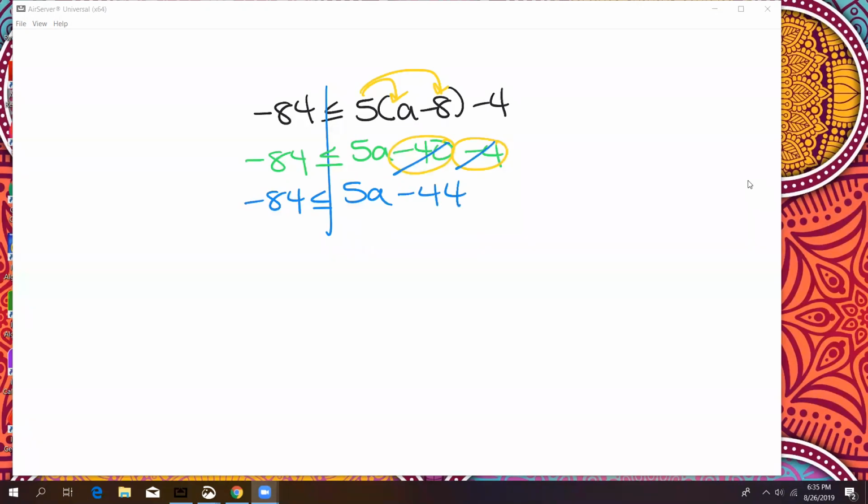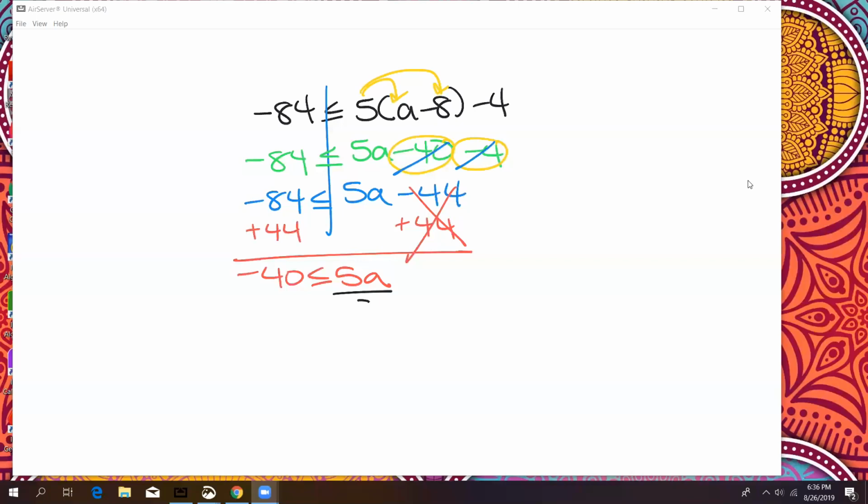Now, you have a couple of options here. I'm actually going to leave this so that we're going to have our number on one side and our a on the other with our inequality. I'm going to go in that route. You can do it a different way, but I'm going to show you how that'll work in the end. So I'm going to add 44 to both sides. So this cancels out. So on the left, negative 84 plus 44 is negative 40, and then is less than or equal to, and then you have 5a.